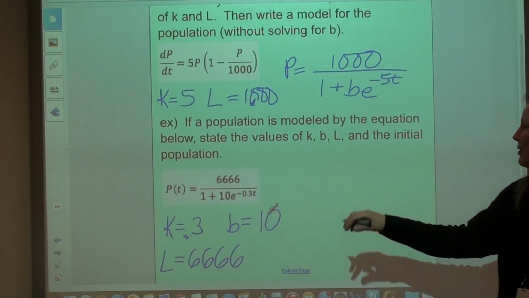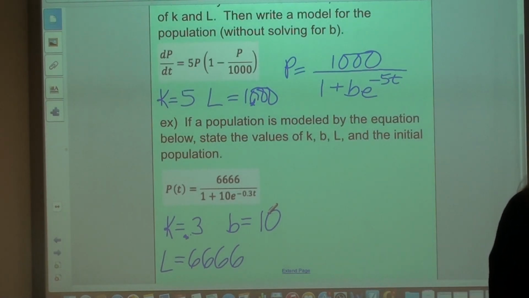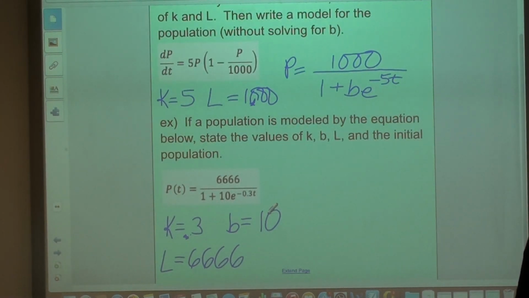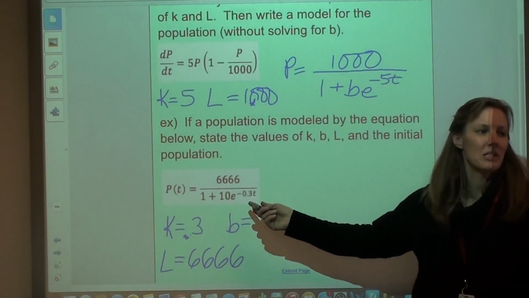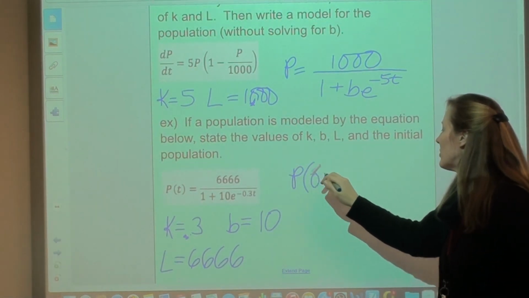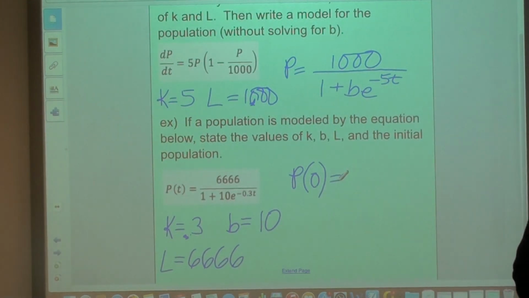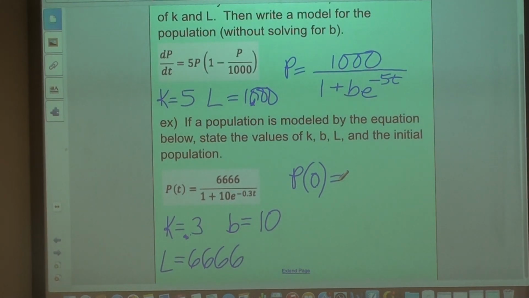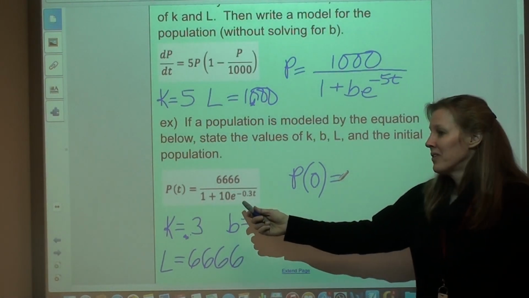All right, so how do we find the initial population? You can set up the other equation first, and then plug in 6, 6, 6, 6, then the growth would be 0. Or you could just set t equal to 0. Initial population just means the population at time 0. So we're just going to find P of 0. What you were talking about is something we're going to be doing soon. It's not a bad train of thought.